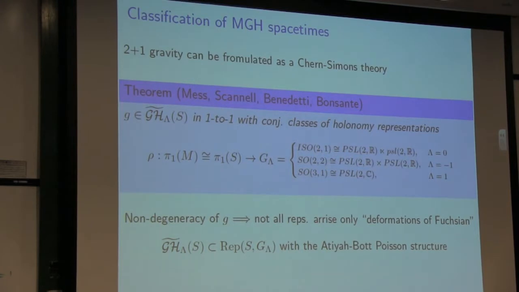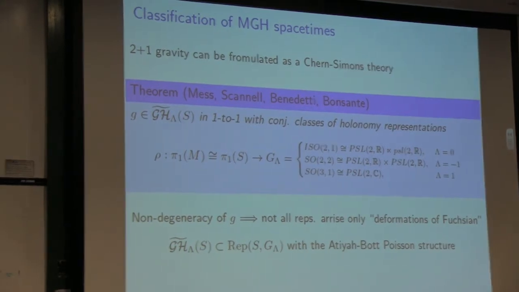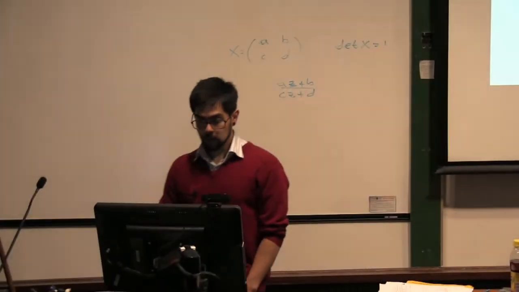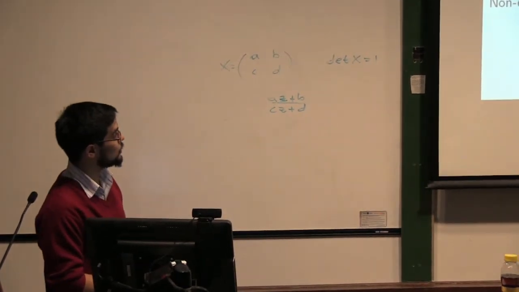And of course, the same thing happens here. Not all representations arise because of the non-degeneracy of the metric. What the non-degeneracy of the metric implies is that only certain representations arise, and they are shown to be certain special deformations of Fuchsian representations. I'll try to explain this a little bit if I have time.